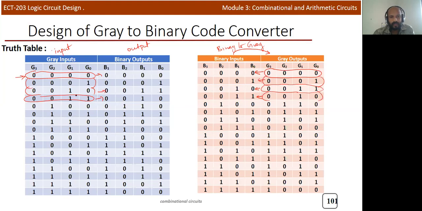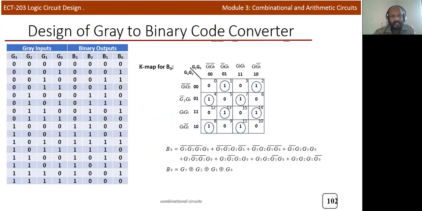So in order to write this, you need to write gray in a sequential, binary sequential way, and binary in the corresponding code. Okay, so make sure that the table is comfortable for you, and once you get the table, then the process is exactly the same. So first we need to design B0 as a function of G3, G2, G1, G0.